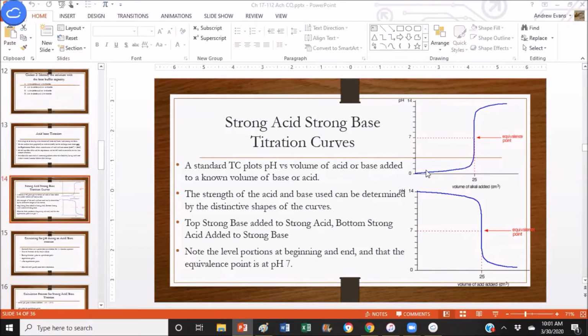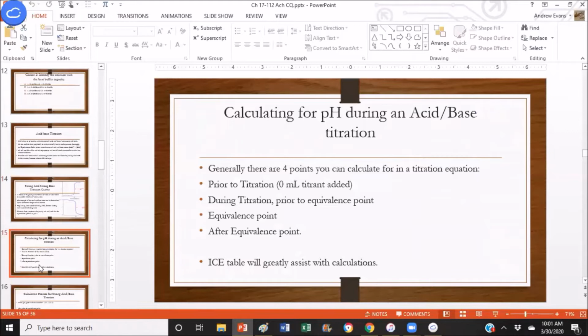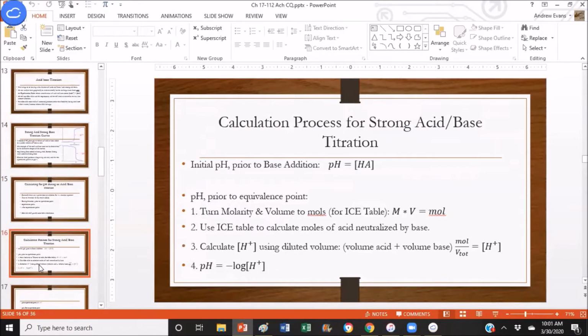It's a very small change in pH during the titration, and then finally a huge change, with the equivalence point being where the moles of acid and moles of base are equal. Then we talked about how to do calculations, which you may see some of in the homework. Not sure how much we'll actually see on the test, but you break them down into 4 steps.